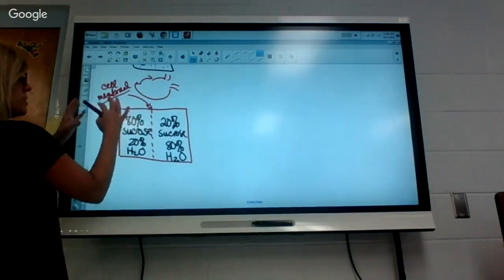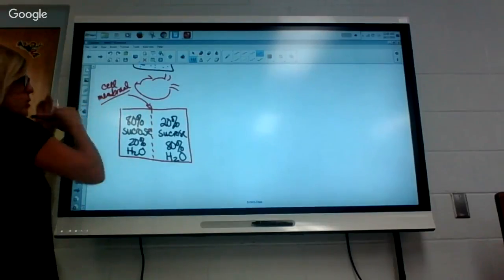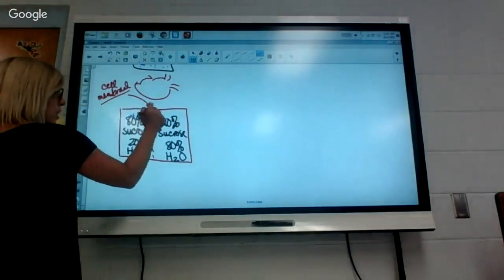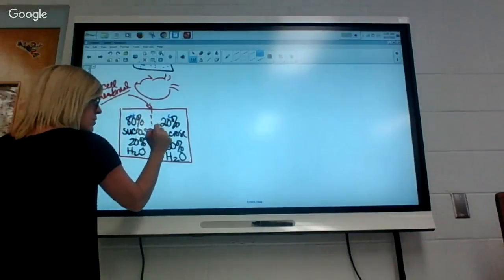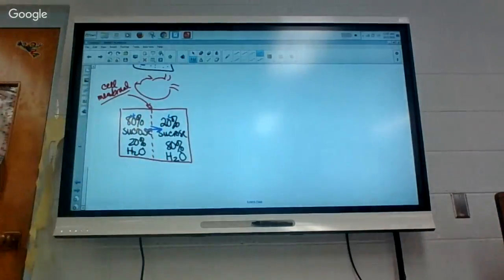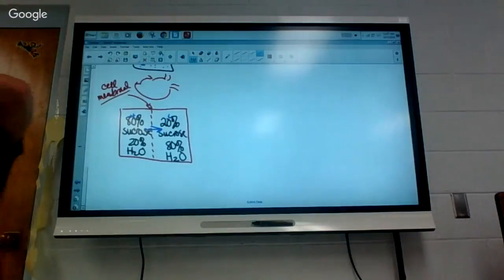All right, so where is the sugar going to go? Right. The sugar's going to go with sucrose. High to the low, go with the flow. Right, so sucrose goes that way. Just draw an arrow from sucrose. All right, so sugar is going to move that way.